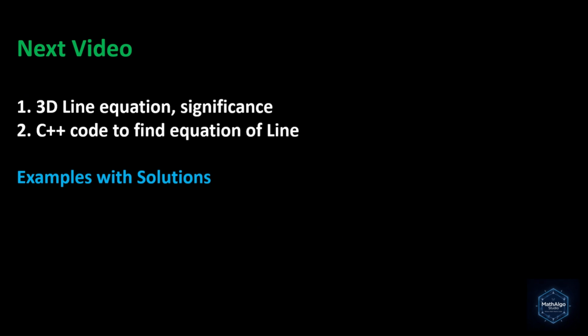In the next video, we will take these concepts one step further into three-dimensional space. First, we'll understand the equation of a line in 3D along with its geometric significance and how it differs from the 2D case. Then, we'll move into practical implementation, where I'll show you C++ code to compute the equation of a line using 2 points in 3D space. We'll also go through multiple examples with complete solutions, so you can clearly see how mathematical formulas translate into working code.